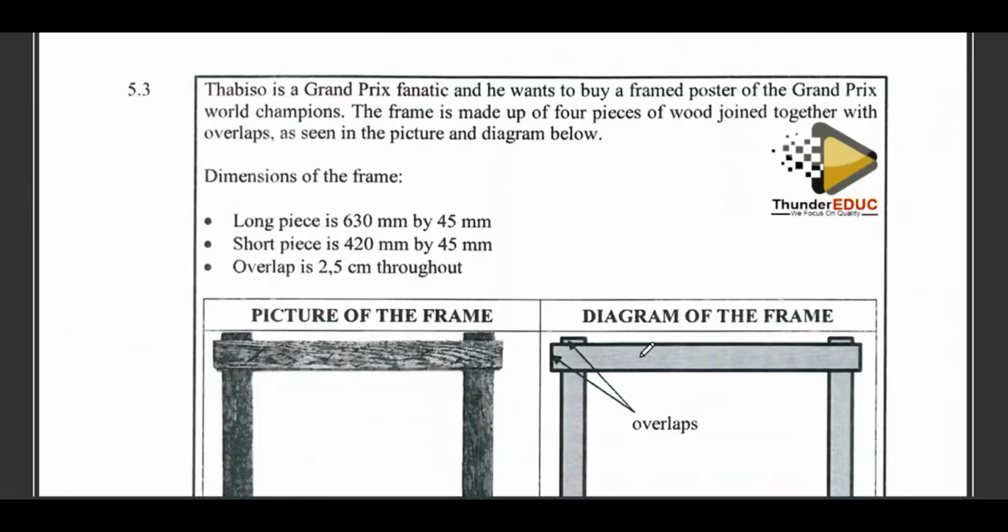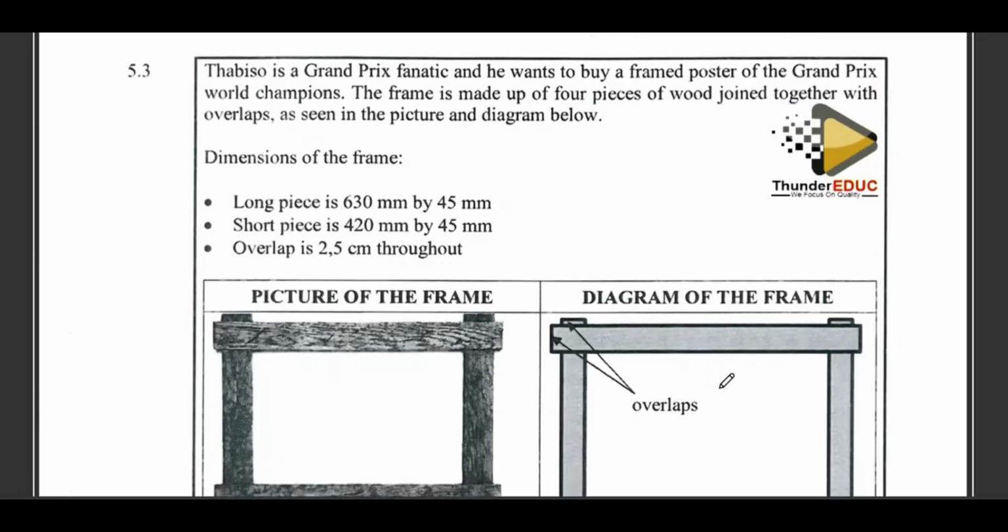Tabiso is a grand oil fanatic and wants to buy a framed poster. The dimensions of the frame are 630 millimeters by 45 millimeters and 420 millimeters by 45 millimeters. The overlap is 2.5 centimeters throughout. Anyway, what are we looking at?